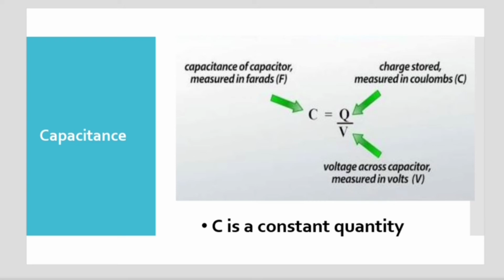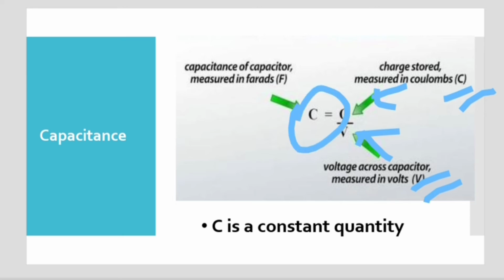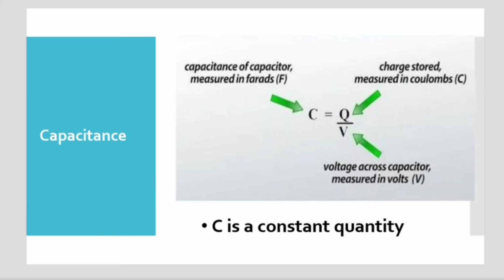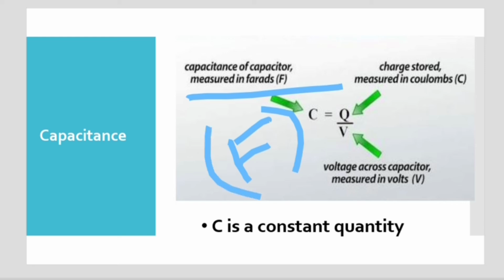Okay, so let us look at the units. What is the charge stored? What will be the unit here? Coulomb, C. Voltage, V. Then you can say that the unit of capacitance will become C by V, that is Coulomb by volt, right? But instead of C by V, you can use the farad, denoted by capital F.